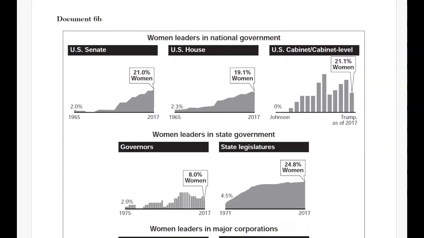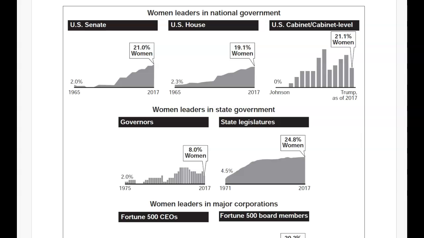They show you this in this graph. 21% of the Senate is women. Well, if half the population is women, that should be, at least theoretically, something more like 50%. 19% of the House, 21% of the cabinet, that is the president's cabinet, 8% of governors, 24%, 25% really, 24.8% of state legislators.